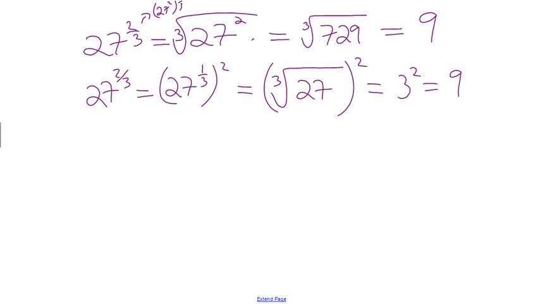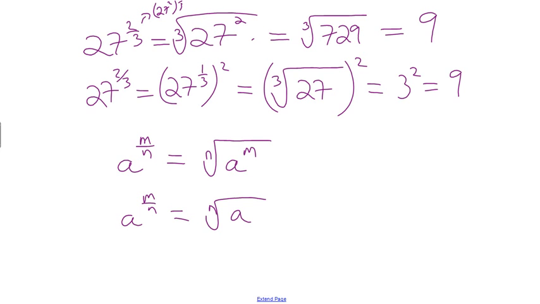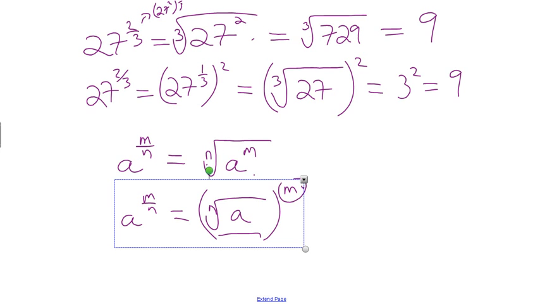So your choice as to how you handle a rational exponent, this is what they are. Okay? So in general, a to the m over n is equal to the nth root of a to the m, or it's the nth root of a to the power m, okay? Either one, right? They're the same thing. It's just, do you want to take that power first and then take the root, or do you want to take the root first and then raise it to a power? Okay, my choice, take the root first, then raise it to a power.